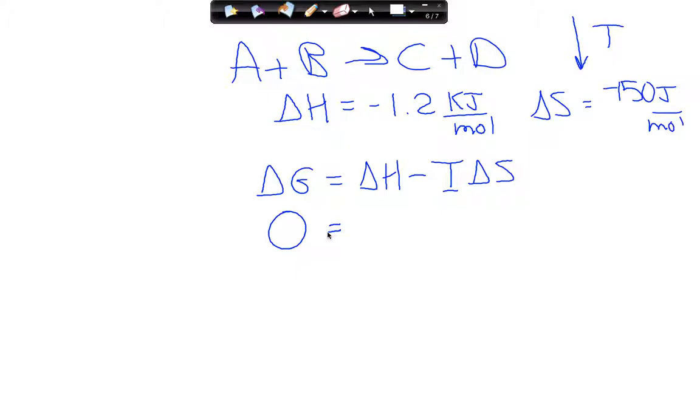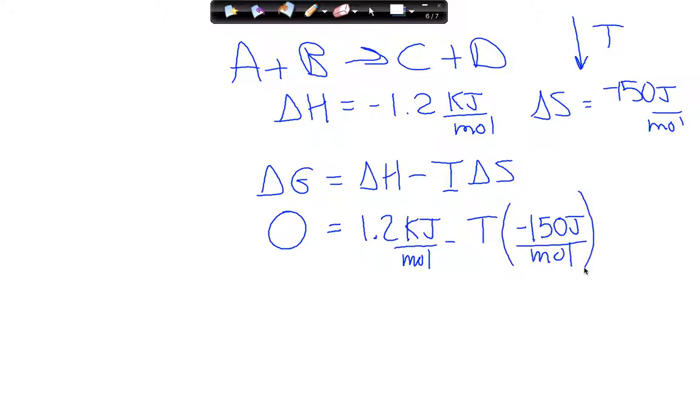Delta H, 1.2 kilojoules per mole, minus T, which is our variable, times negative 150 joules. What? Oh, thank you, negative 1.2.